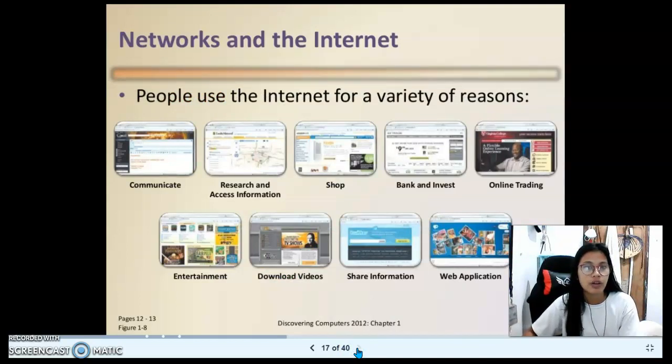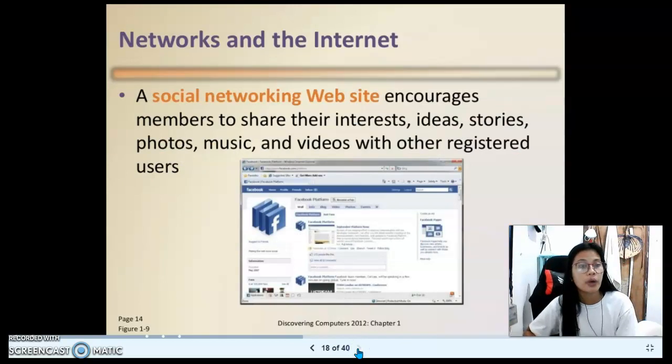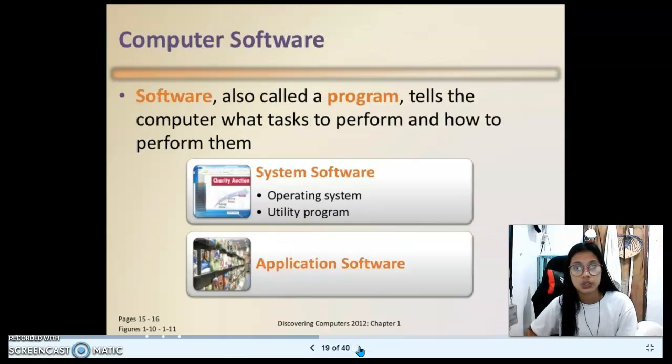People use the internet for a variety of reasons: to communicate, research and access information, shop, bank and invest, online trading, entertainment, download videos and share information in web applications. Next, a social networking website encourages members to share their interests, ideas, stories, photos, music, and videos with other registered users.